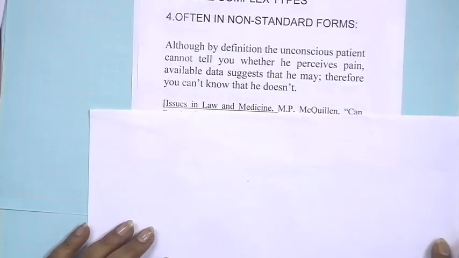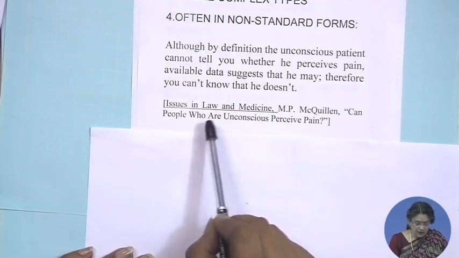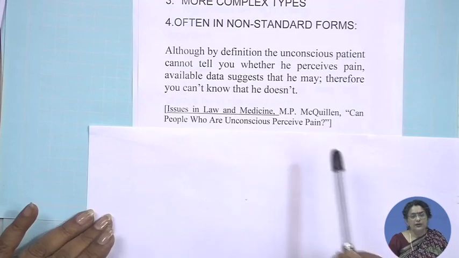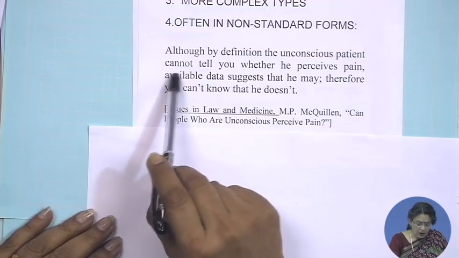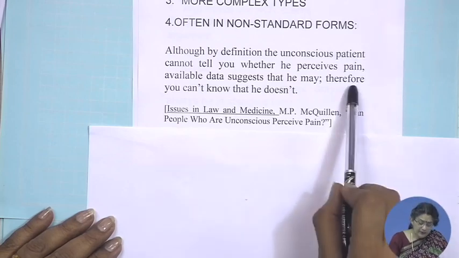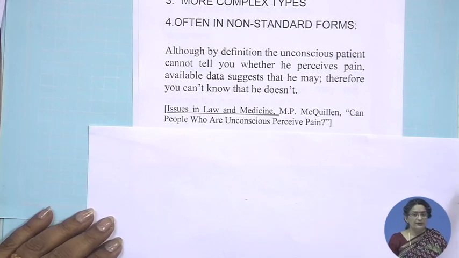Here is an example. This is a passage from the journal called Issues in Law and Medicine, and from an article published in that journal. It says, although by definition the unconscious patient cannot tell you whether he perceives pain, available data suggests that he may. Therefore, you can't know that he doesn't. A rather sort of terrifying possibility.